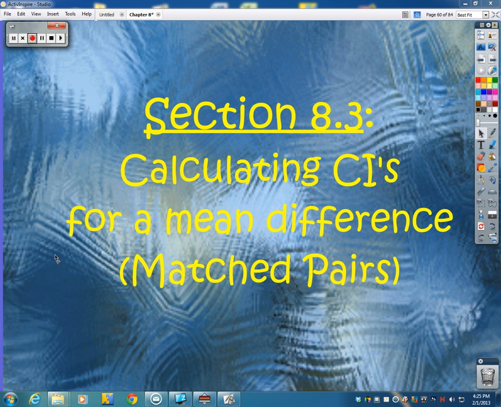Last video of Chapter 8 is calculating confidence intervals for a mean difference, aka we're going to be dealing with something called matched pairs, which should be something familiar to you. Back in the day, we used to do a matched pairs design when we were designing experiments. So the whole idea of a matched pairs shouldn't be a foreign concept. And what you'll find out is all the math for doing a matched pairs confidence interval is exactly the same as it is for just doing a normal one mean confidence interval.